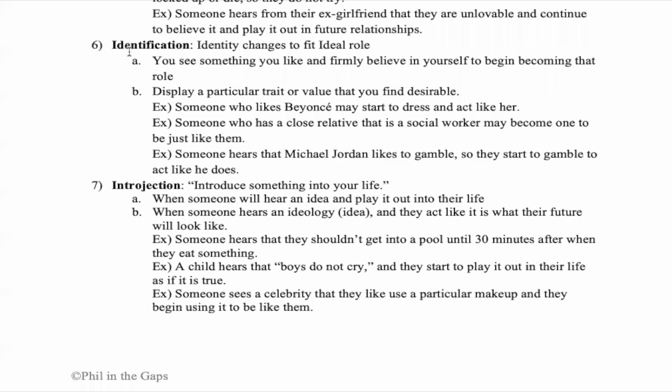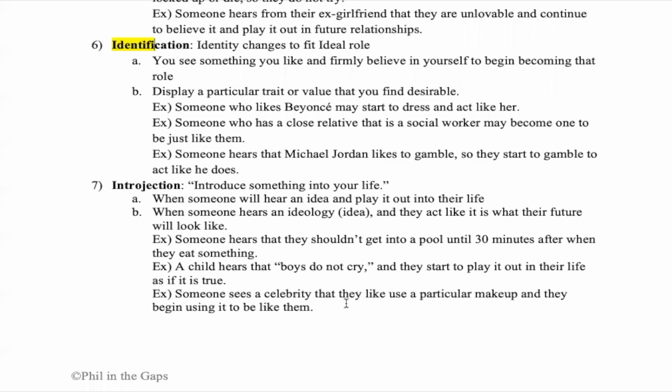So, identification, key emphasis on identify, because this is where it's going to change how somebody identifies in order to fit an ideal role that they deem desirable. So, identification is where somebody is going to identify to fit an ideal role. Stated in a different way, their identity changes to fit this ideal role.